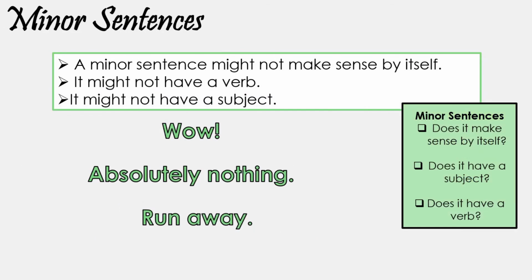And for a clause to be a main clause, it has to have a verb, a subject, and has to make sense by itself. It has to have all 3 of these things. And if it doesn't, even if it's just missing 1 of them, it's a minor sentence. I've listed some examples here, but if you want more information on this sentence type, check out the video on minor sentences. The link is in the top right of the screen.